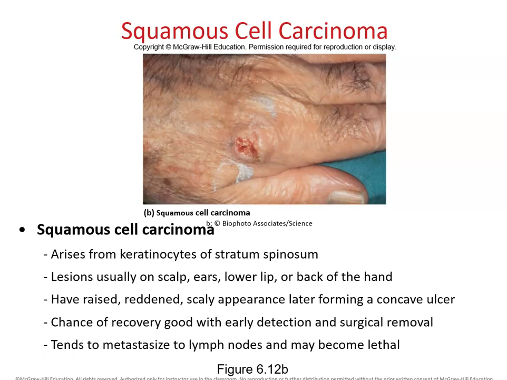Again, fortunately, this has a very high survival rate when we detect it early and when it's removed with surgery. If it does spread, it tends to spread to the lymph nodes, and then it is much more difficult to treat and may be lethal at that time.